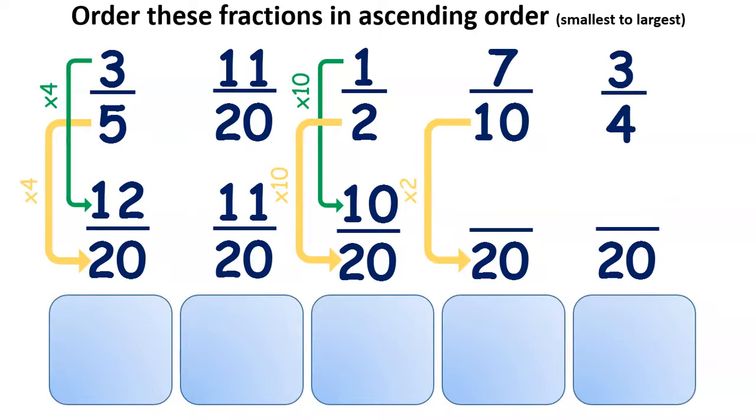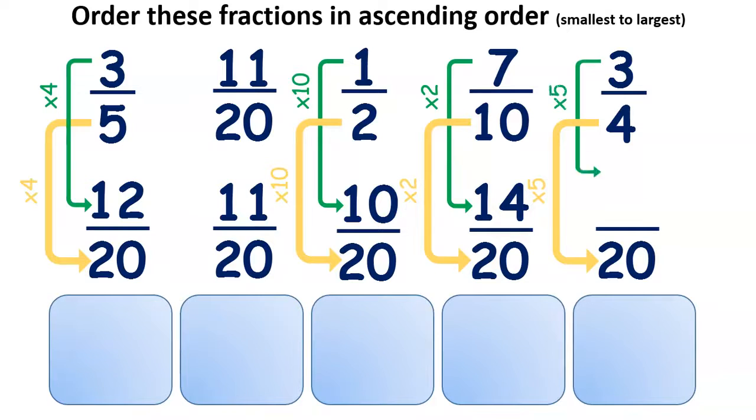Again, I multiply 10 by 2 to get 20. I need to multiply 7 by 2 because it's equivalent. That gives me 14. 4 times 5 will give me 20. So therefore I need to multiply 3 by 5, and that'll give me 15.